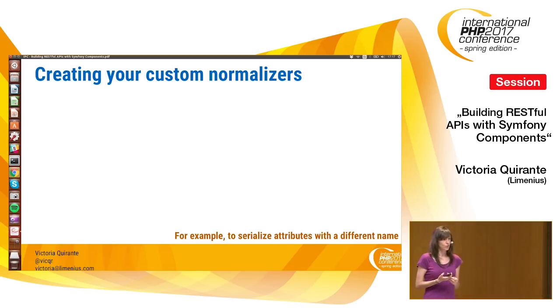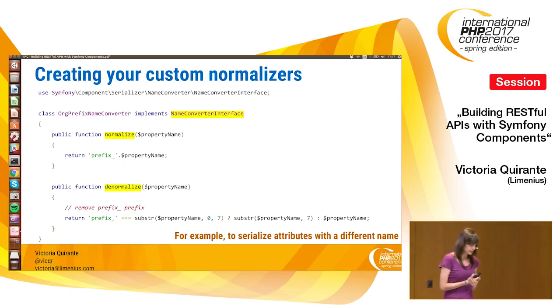Another thing that you will have to do quite often is to create your custom normalizers. Remember that this is the part that deals between the object and the arrays. For example, imagine that you want to add a prefix to some property.